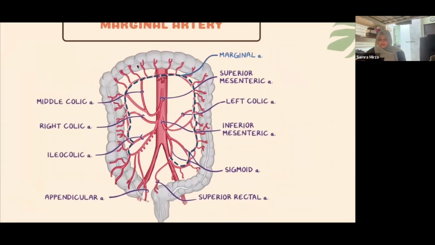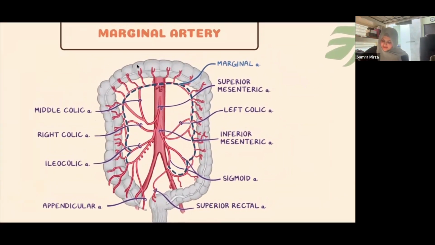Now, there's something called marginal artery. So essentially, you can see that there's like a pathway forming between all the arteries and where they're entering into the colon. So this marginal artery is like a connection between all of them. And this just allows for collateral circulation in the case of any blockage. So in the case that one of the branches is narrowed, or something's wrong with the supply of any of the arteries, it's just going to ensure that you have collateral flow to supply that tissue still.